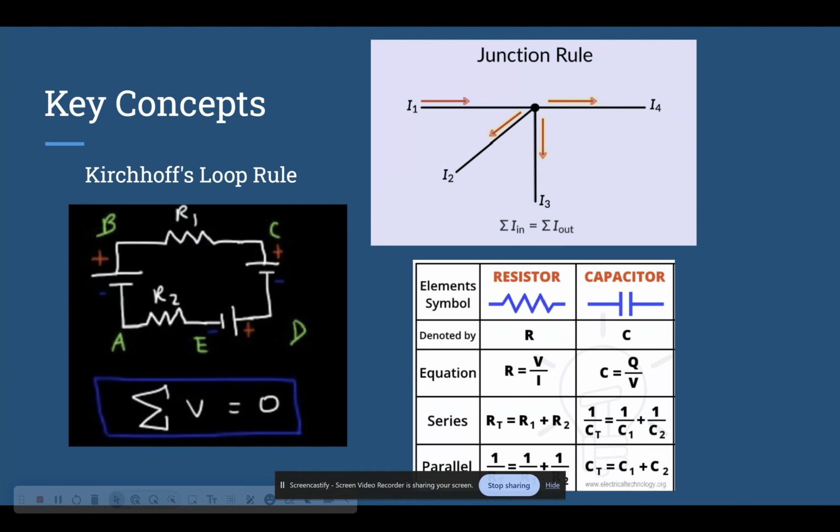So Kirchhoff's loop rule basically just says that the sum of the potential differences as you traverse through a circuit should equal zero. The junction rule says that the current going into a node should equal the current going out of the node. And here are the equations for a resistor and capacitor in a circuit.